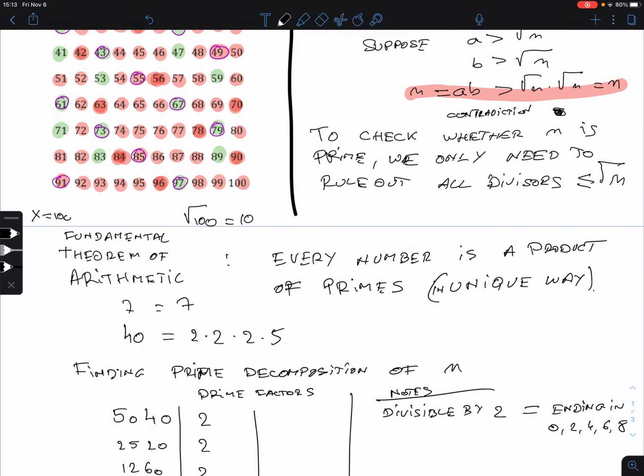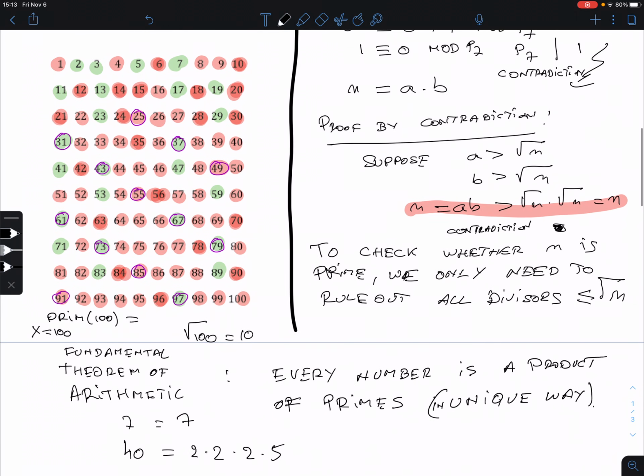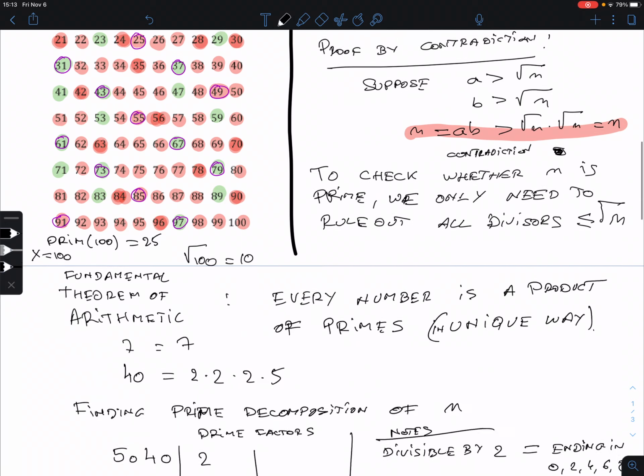So what is prim of 100? It's a function, right? Well, it's a counting function, and I cannot say too much about it. I can only count: 1, 2, 3, 4, 5, 6, 7, 8, 9, 10, 11, 12, 13, 14, 15, 16, 17, 18, 19, 20, 21, 22, 23, 24, 25. I hope I didn't miscount, whatever, 25.